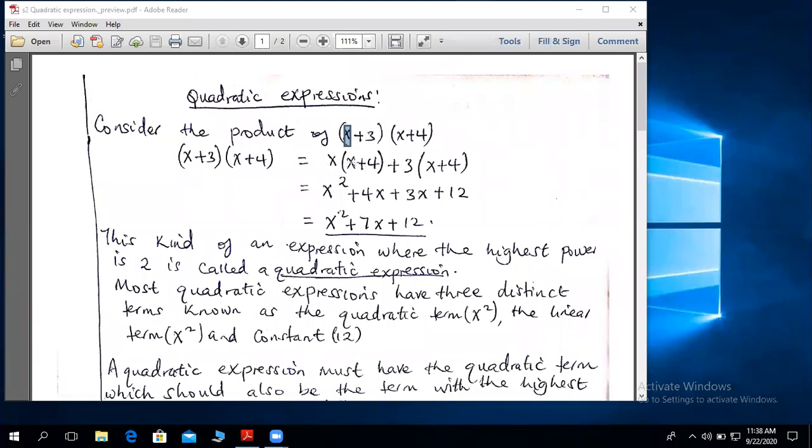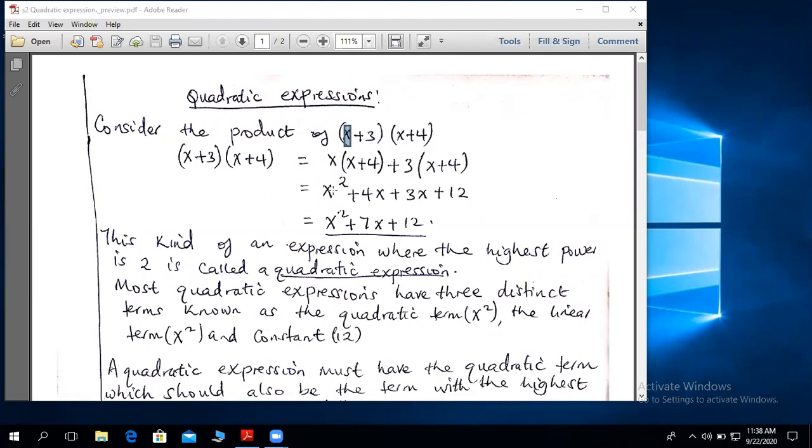X times x is x squared. X times 4 is 4x. And 3 is positive. If it was a minus, it would have been negative 3 times x, which gives you negative 3x. But since it is positive, we shall have 3 times x, which is 3x, plus 3 times 4, and the answer is 12.